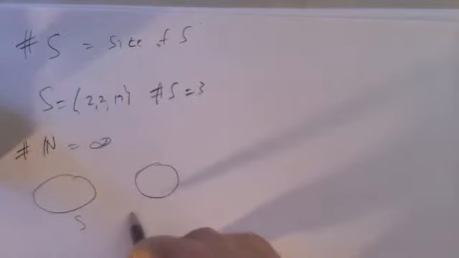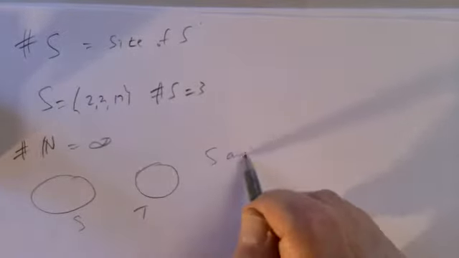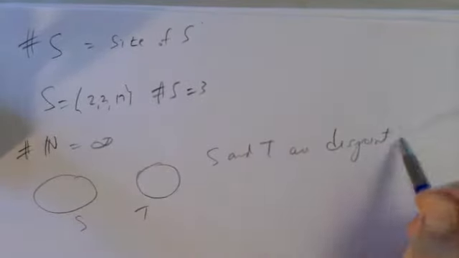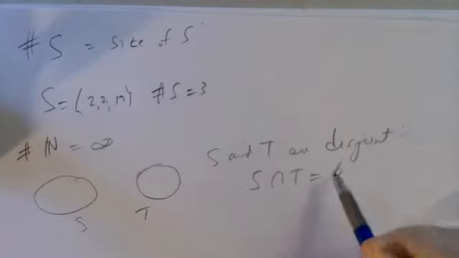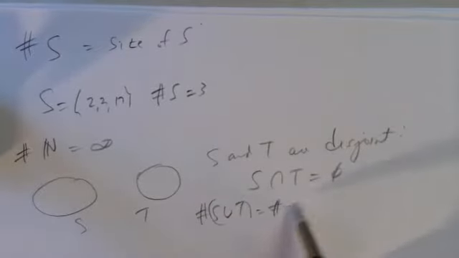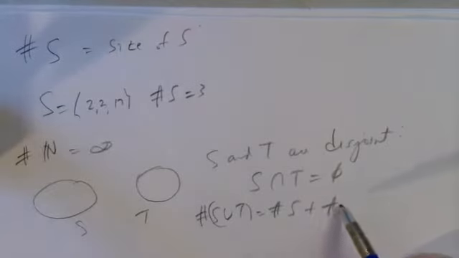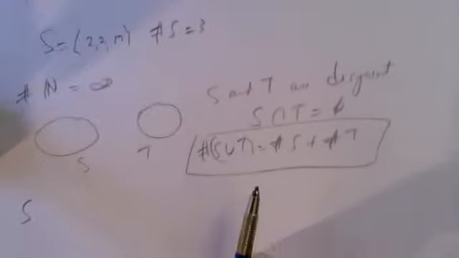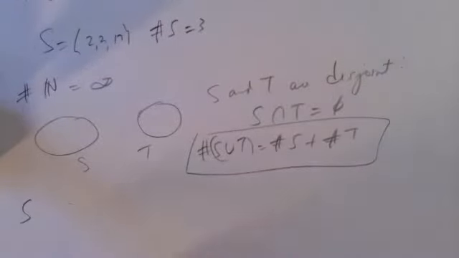If you have two sets, S and T, and S and T are disjoint, what disjoint means is they have no elements in common. S intersect T is the empty set. Then the size of S union T is the size of S plus the size of T. And how will we actually show that? How do we give a proof of a statement like this? You might say it's sort of obvious, but how do you give a proof?